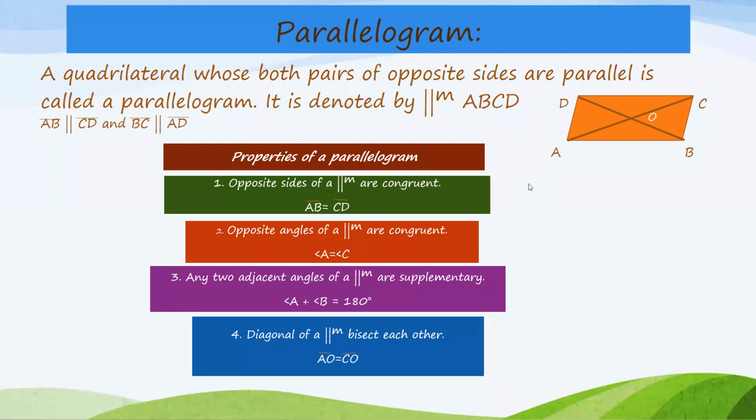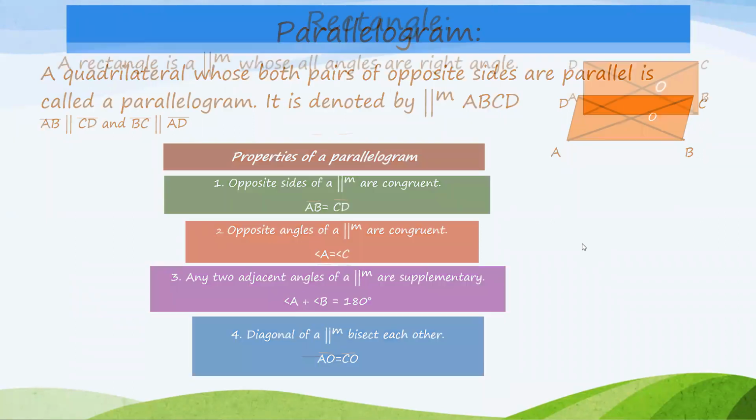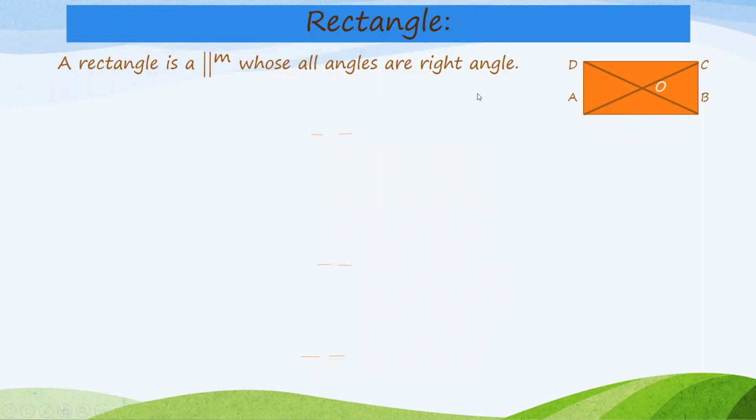Now let's discuss the next quadrilateral. The next one is a rectangle. Now, a rectangle is a parallelogram. A rectangle is a parallelogram whose all angles are right angle. Whose all angles are right angle. Okay. Here in this diagram, you can see the rectangle.